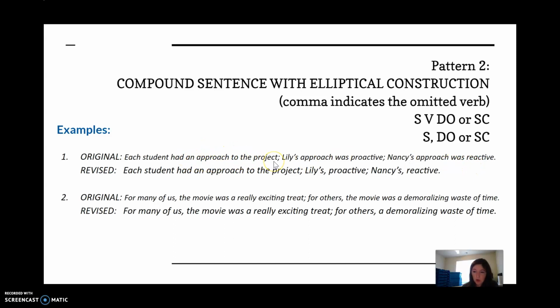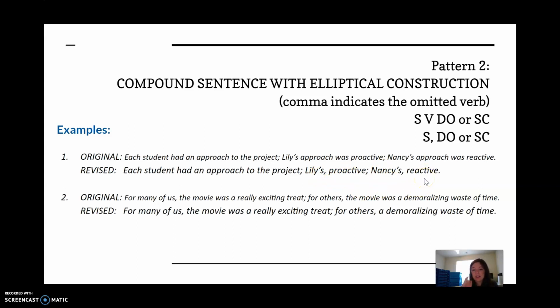So this works, but it's quite wordy because of what I mentioned before. The parallel structure causes a lot of repetition. Sometimes that repetition's good. For the previous example, the repetition of phrasing created humor. Here, the repetition is just unnecessary. So what you can do to revise this is keep: each student had an approach to the project; Lily's proactive, Nancy's reactive.